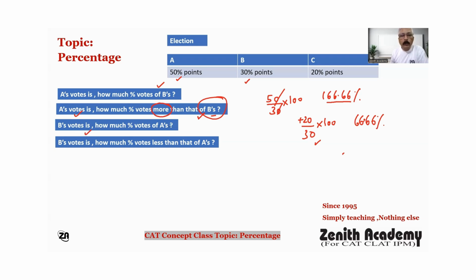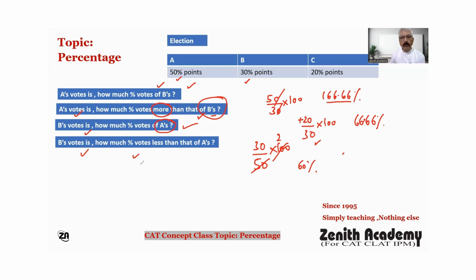B's vote is how much percent of A's? With respect to A. When A is getting 50, B is getting 30. So with respect to A's vote of 50, if B got 30, then with respect to 100 it is 60%. Here the answer is 60%. B's vote is 60% of A's vote.